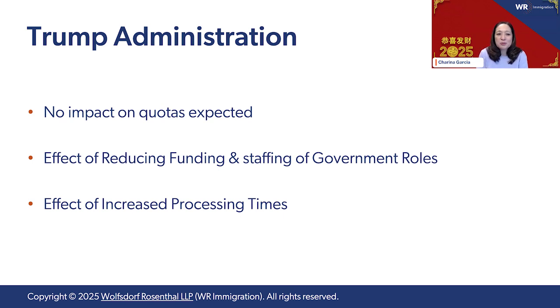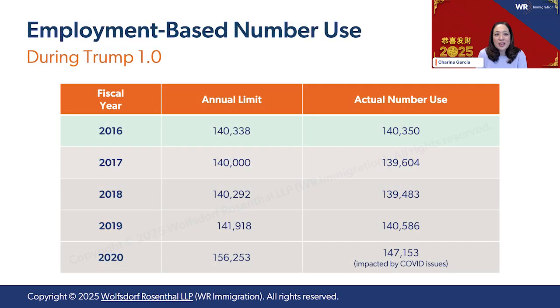But of course it was COVID during that time. And so that's when we saw a lot of cases being processed, I think, on the USCIS side, right, Charlie? Because the posts were all closed. But it's probably not going to be the same result where there's hundreds and thousands of extra numbers, right? So we could go to the next slide and Charlie can walk through what we actually saw in terms of number use during Trump 1.0.